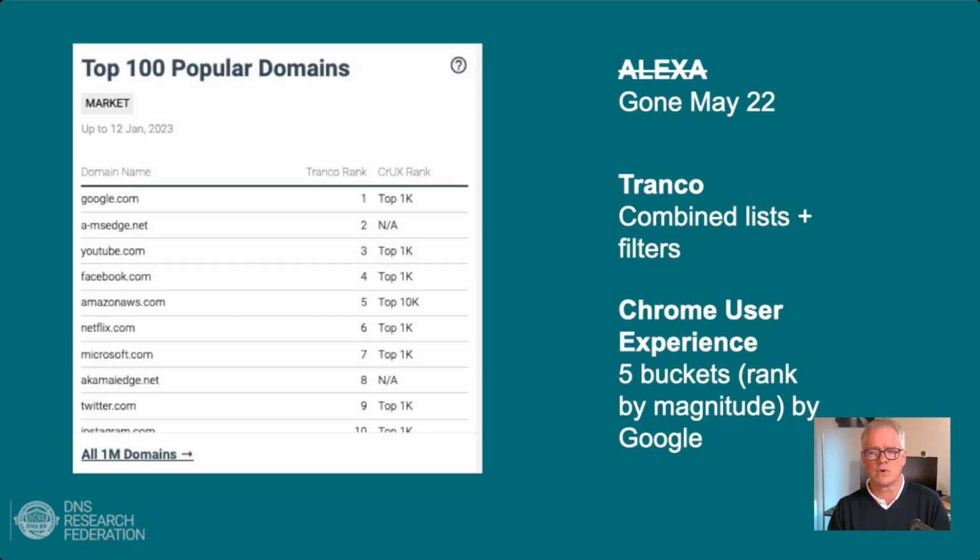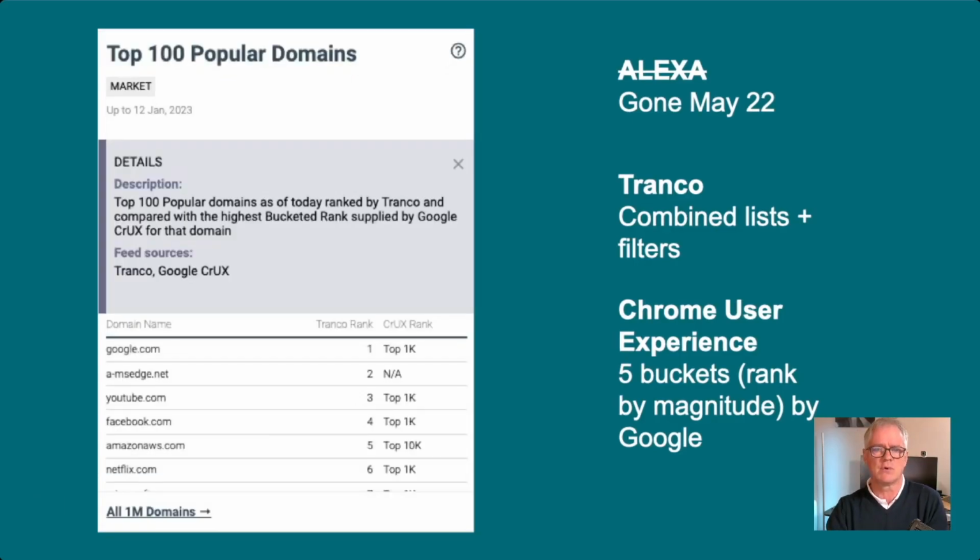actually of any quality. We mix that with another indice which is provided by Google, which is the Chrome User Experience indice, from data that they provide, and they put that data into 5 different buckets which are ranked by magnitude. We like to see those two together. Interestingly, on our site we're looking at the top 100 popular domains today as ranked by Tranco and comparing that with the bucket ranks supplied by Google.